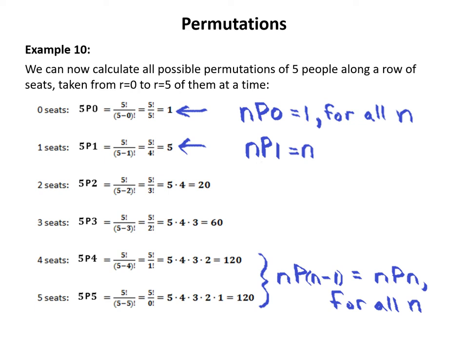And then at the bottom of the page, notice how 5P4 and 5P5 are the same. An interesting rule that comes out of that is that nP(n-1) will always equal nPn for all values of n. The reason is that in this particular example, the number of ways of arranging 4 people on a bench is 120, which is quite a large number of ways. For each of those arrangements, there'll always be the person who was left out. So to make an arrangement of 5, you would simply take that person and add them on to the end of the existing arrangement. So there would be the same number of arrangements, and that's why 5P4 equals 5P5.